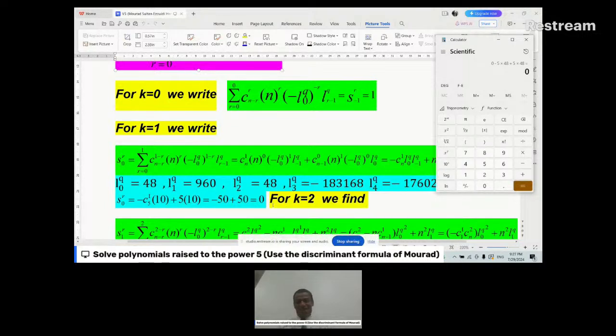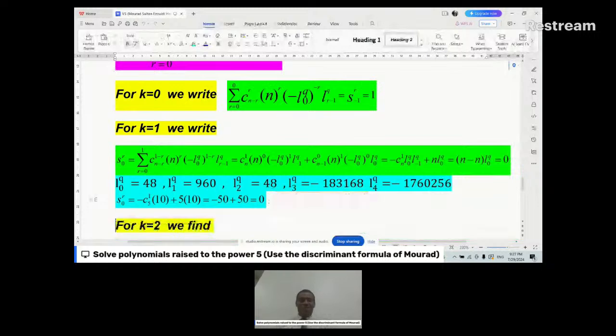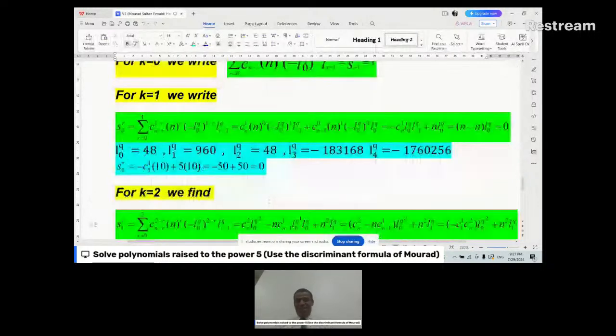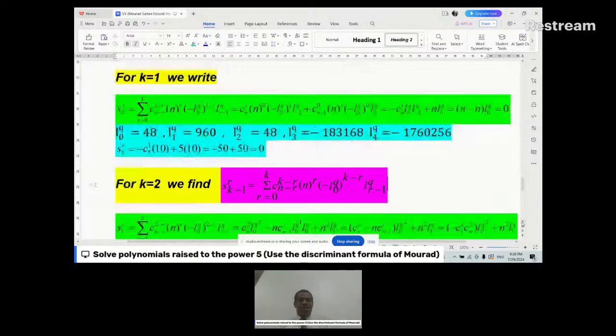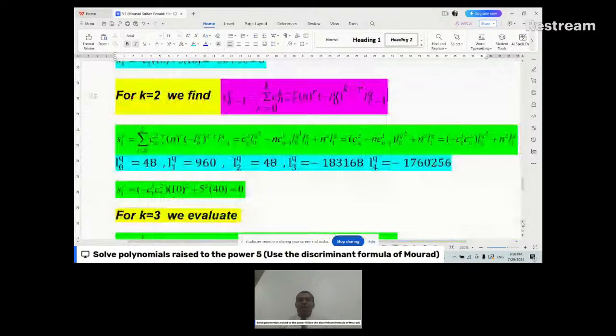Therefore we can continue, learners. Now I'm trying to find the value of S1. So you are going to apply or set k equal to 2 in my discriminant formula: s k minus 1 for the q equals the sum from r equals 0 to k of combination n minus r choose k minus r, n raised to the power r times negative L0 for the q raised to the power k minus r times L r minus 1 over the q. After developing this, learners, I'm going to focus on the last one, because we explained this before.